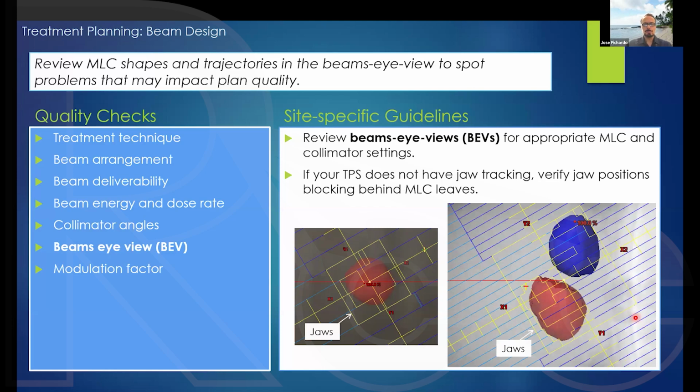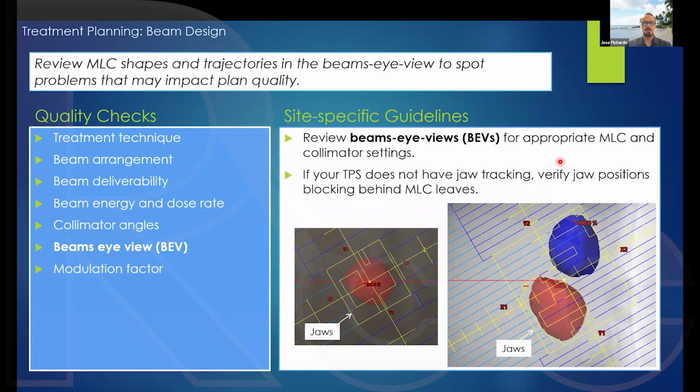All right. And then the other thing that's important, particularly if your treatment planning system doesn't have jaw tracking, right? Jaw tracking means that as you're treating the patient, as the arc is moving around the patient, the jaws are opening and closing around the area that you're treating. So sometimes they're smaller, sometimes they're bigger, depending on where the aperture, the opening in between the MLC leaves, is located.